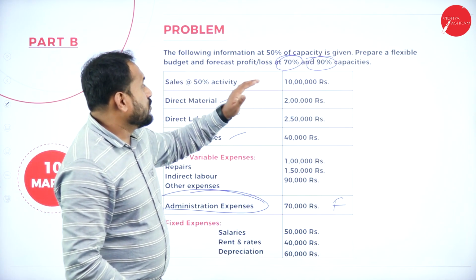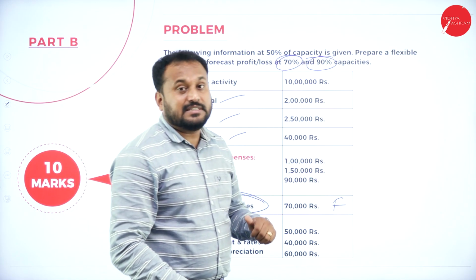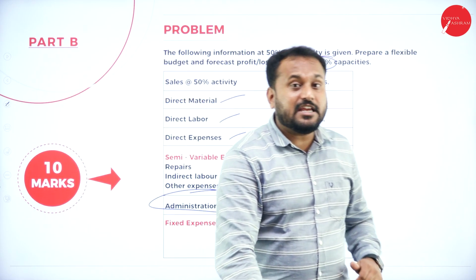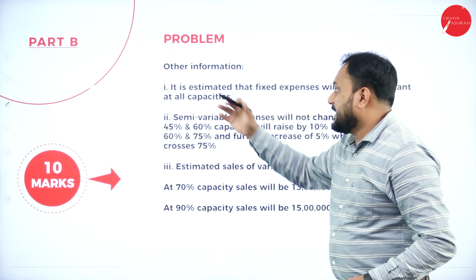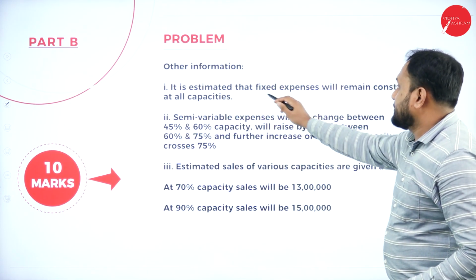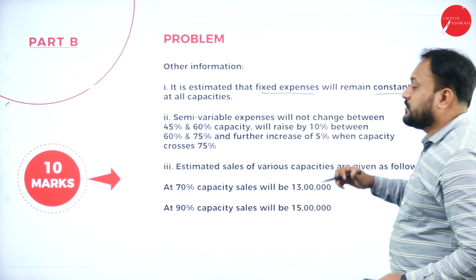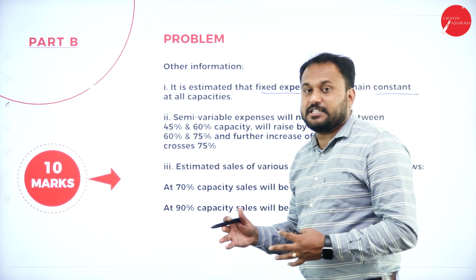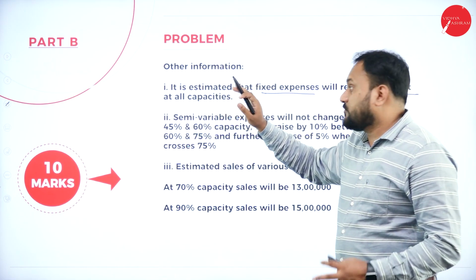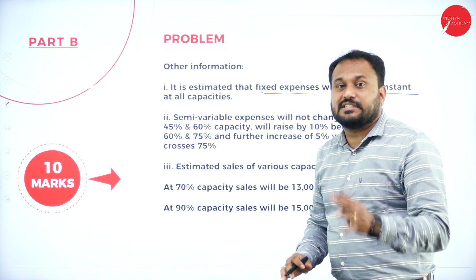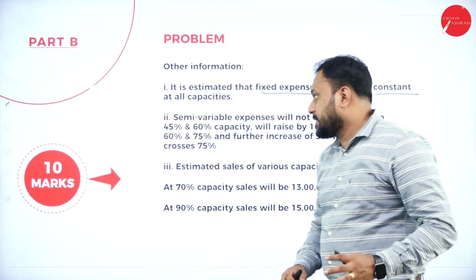Now we need to go with 70% and 90%. See the adjustments, whether any adjustments are given or not. Now other information: it is estimated that fixed expenses will remain constant. So the entire level of fixed expenses remains constant. If they have given this, it is constant. If they have not given this also, the fixed expenses are always constant.